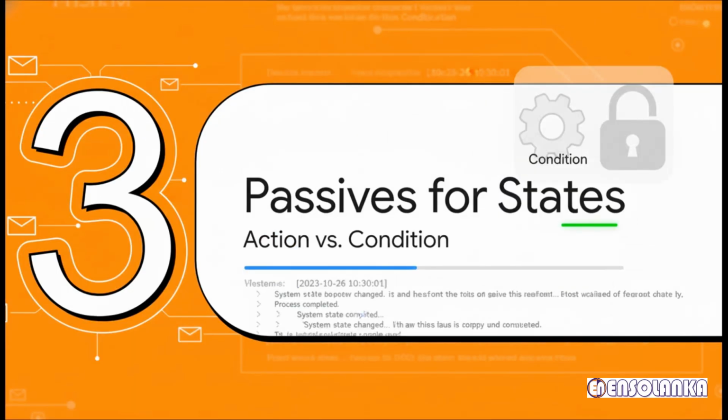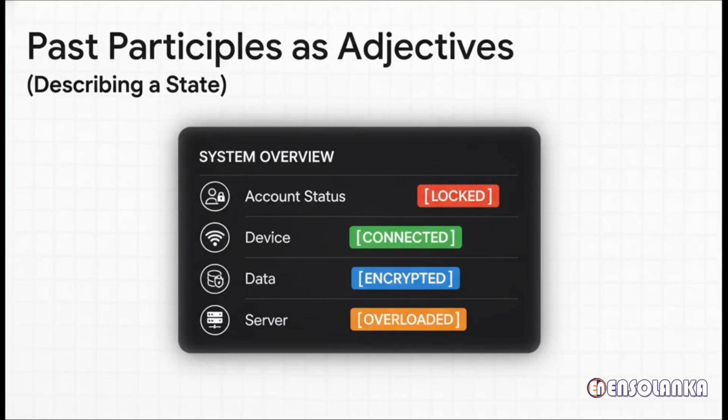Okay, this next point is a bit subtle, but it's really, really important for understanding system messages. We need to talk about the difference between an action and a condition. So a lot of phrases that look passive are actually just using the past participle as an adjective. They're describing a state. When your system says the account is locked, it's not describing the action of locking it. It's just describing the current condition of the account. It's locked. Same thing with the device is connected or the data is encrypted. It's basically a status report.